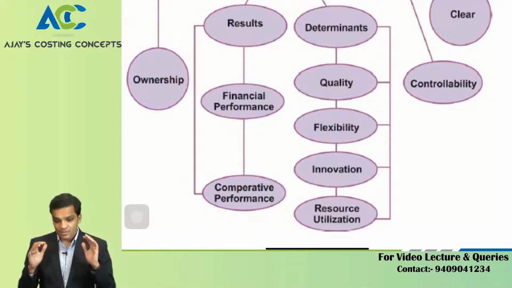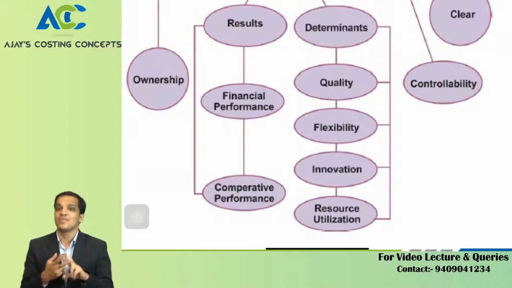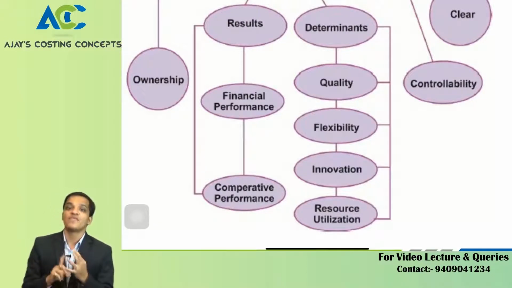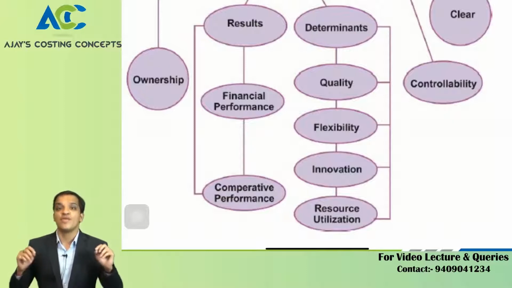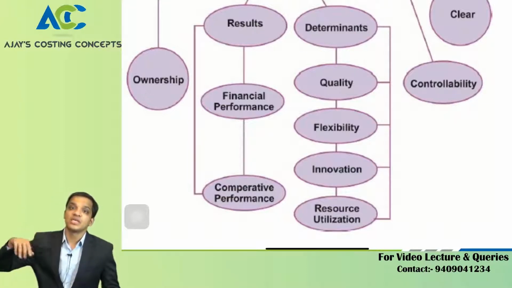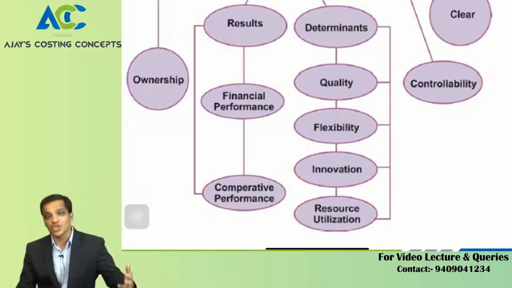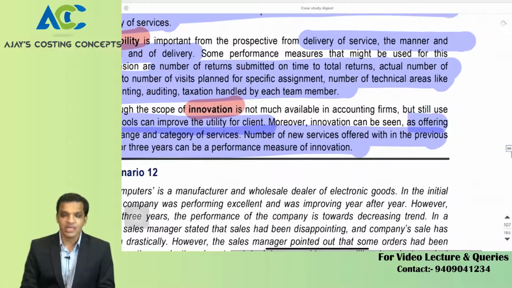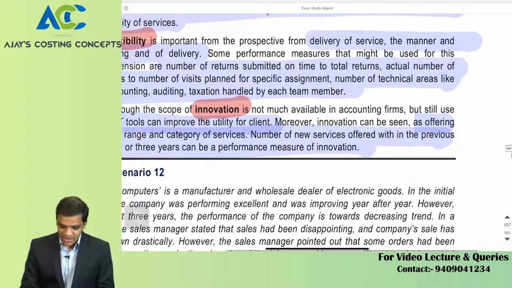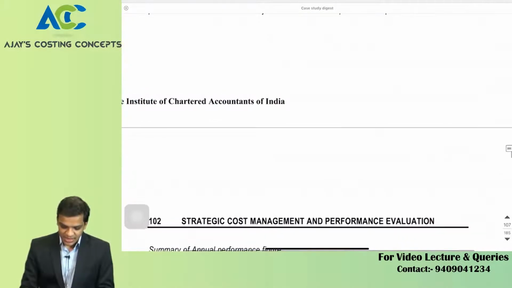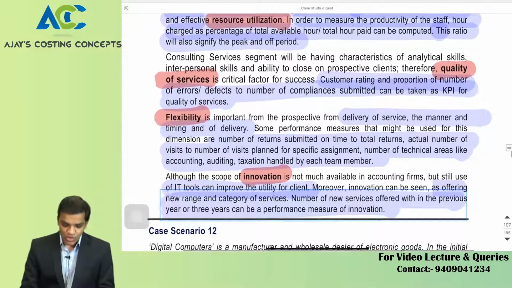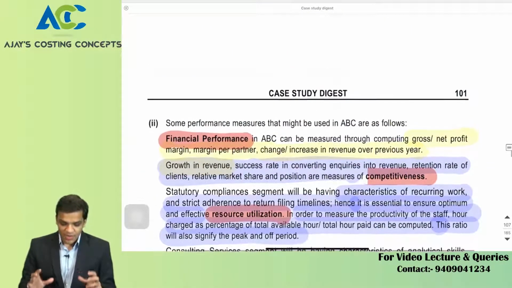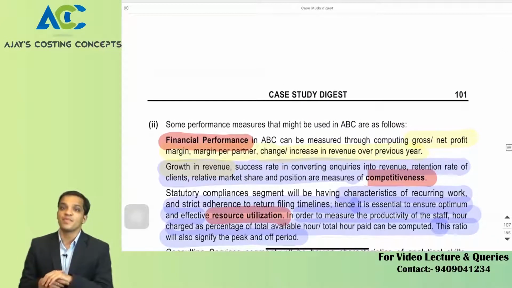Next, flexibility with regard to timeliness, compliances, customers, services, innovations as we have discussed, and resource utilization: how productive you are, the number of hours that you have provided for your work, how efficiently you have done it, what the strategized hours were, what your actual hours were. On the basis of that we can also compare, and that is what is required in the question. So basically, what is required is what performance measures might be used. So these are the performance measures.